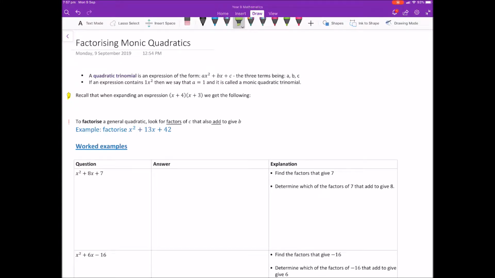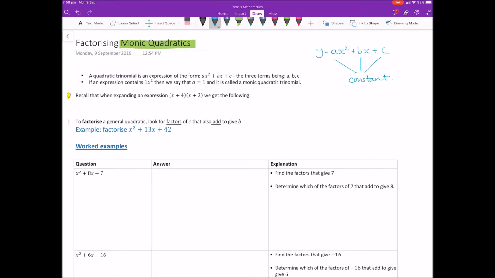As part of our unit on quadratics, we're going to be looking at factorizing monic quadratics. So I'm just going to highlight that because that's the key term of this unit. A quadratic trinomial is an expression of the form y equals ax squared plus bx plus c. So this is its general form, where a, b, and c are our constants.